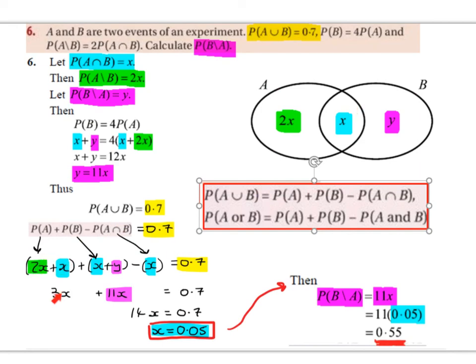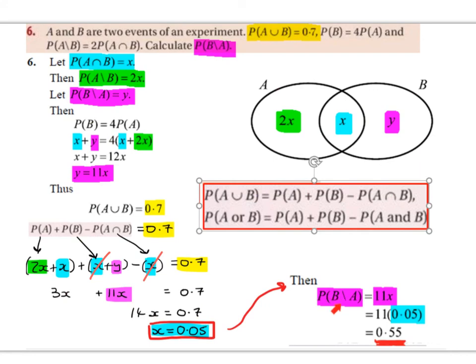2X plus X is 3X. X plus Y, well, Y we know is 11X. And what's going to happen to this X and this minus X is they are going to cancel. So we just bring down 11X there in place of the Y, and that's all equal to 0.7. So 3X plus 11X is 14X. 14X equals 0.7. Dividing across by 14, we still get X to be 0.05.